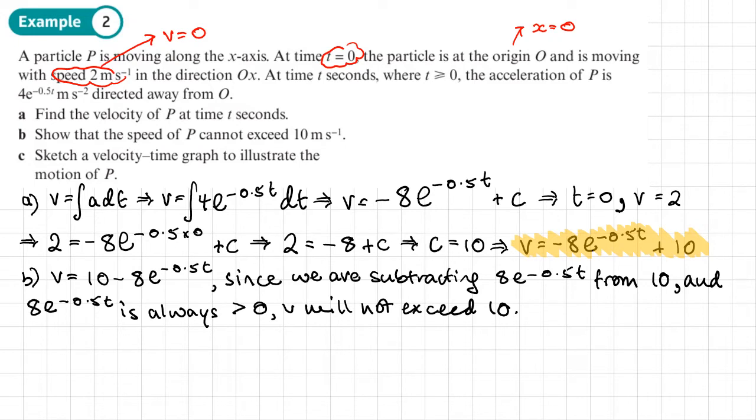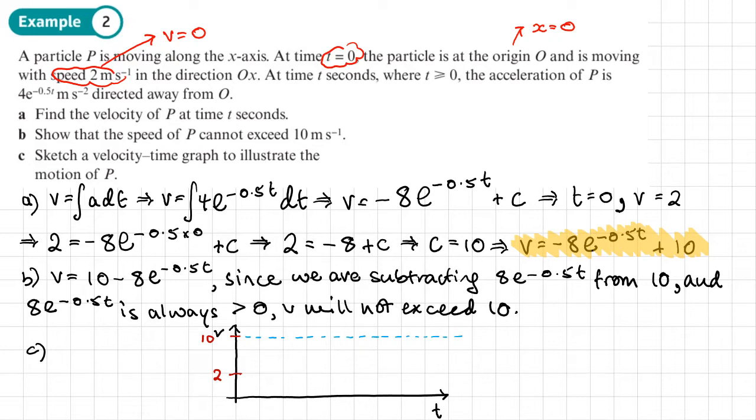And then part C, it says sketch a velocity time graph to illustrate the motion of P. Right, so here's my axis. I need to work out what the value is when t is 0, and in fact it gives us 2 here, so it means that our graph starts from 2, and as I've indicated before, it's going to be increasing and getting closer to 10, but it will never reach 10. So we actually need to put a value up here and indicate that this is an asymptote, that our velocity is tending towards.